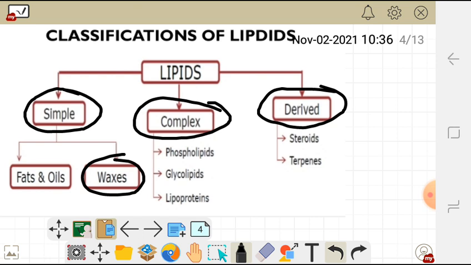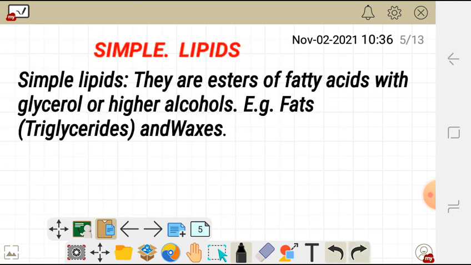Let's start by looking at simple lipids. By definition, these are esters of fatty acids with glycerol or higher alcohols. For example, fats like triglycerides and waxes are simple lipids.